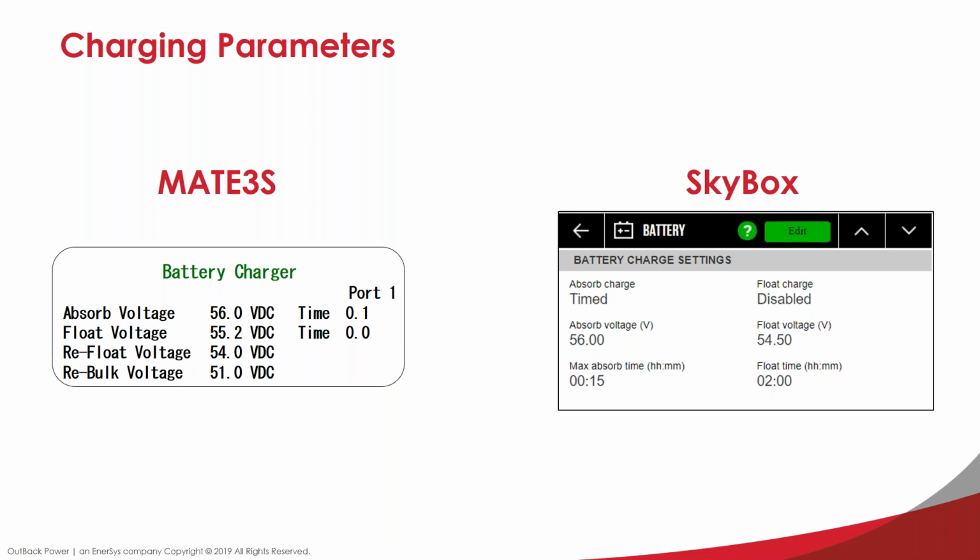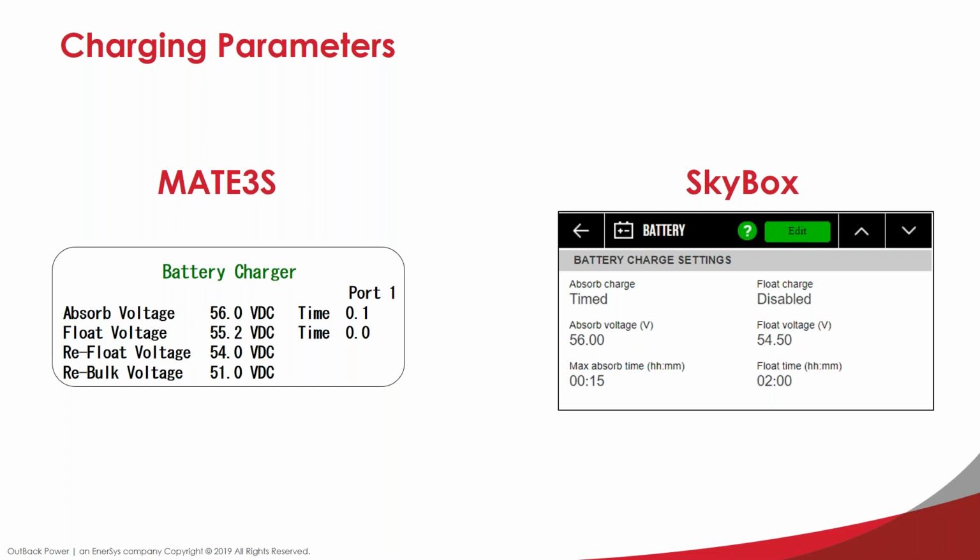And refloat voltage, 54, rebulk voltage, 51. We'll either pull those from the integration guides or the spec sheets. And if neither of those exist, you'll just need recommendations from the battery manufacturer. That would be your best bet.